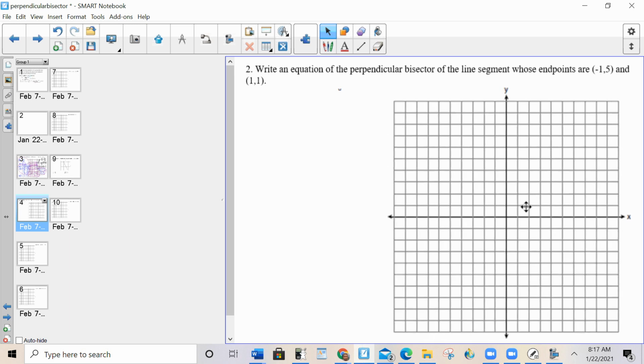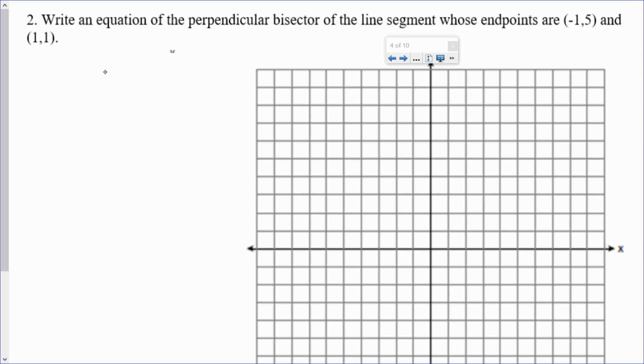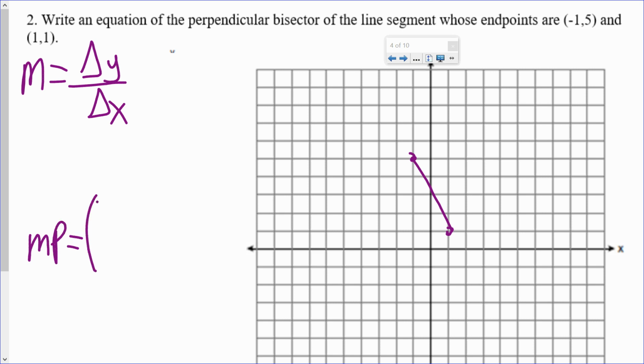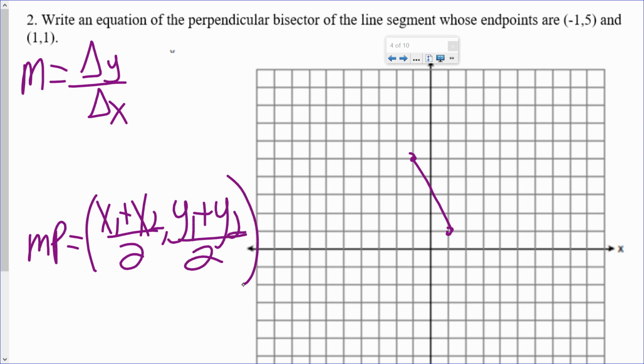Okay. Let's take a look at number 2. Negative 1, 5, 1, 1. I want to find the perpendicular bisector. I need to find the slope. I need to find the midpoint. I want you to pause, calculate the slope and the midpoint, and then unpause. Okay, now that you calculated the slope and the midpoint, I will go over it.